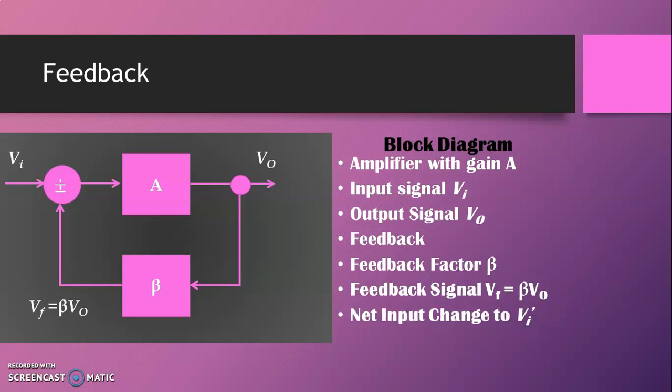So net input changes from Vi to Vi dash. Because of comparison of feedback signal with the input signal, we have plus minus sign, and accordingly the net signal to the input of the amplifier changes to Vi dash.